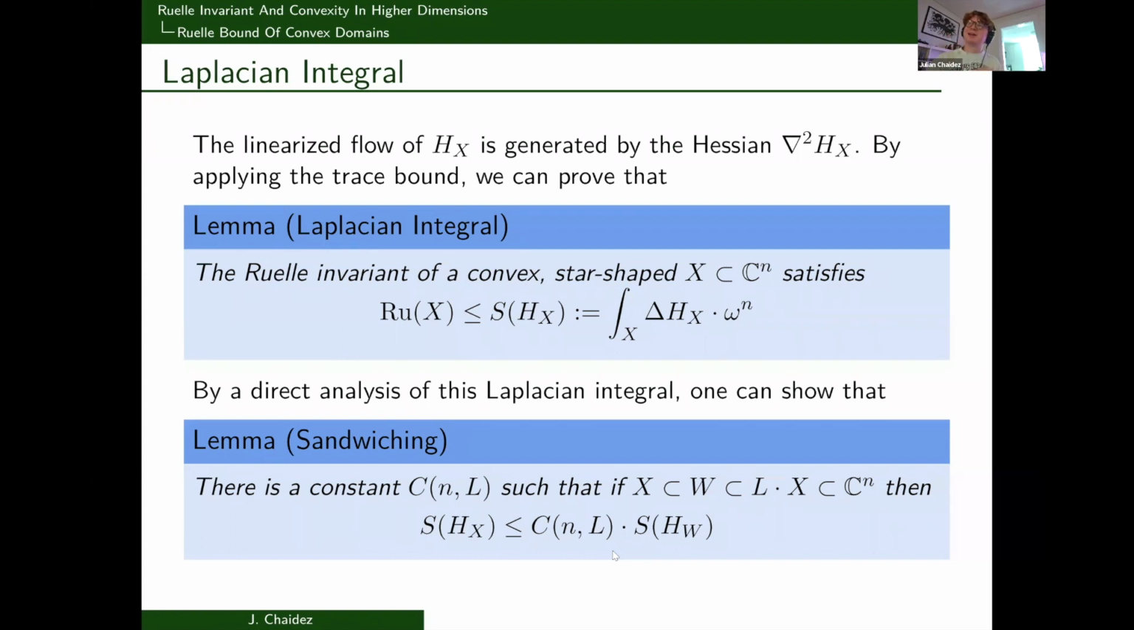I guess maybe there's some fiber-wise John ellipsoid theorem in cotangent bundles, but in general, I don't know what the John ellipsoid theorem is supposed to be in an arbitrary Stein manifold. Anyway. Thanks. Questions?